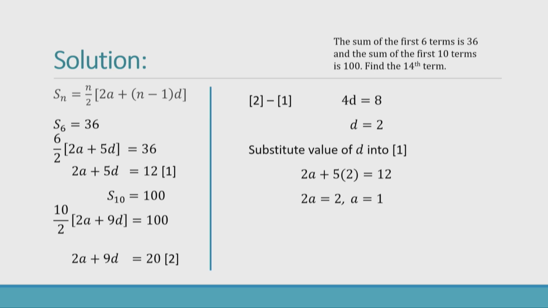So now I need to find the 14th term. So I will use the formula for Tn, and I need to find T14, which is a + 13d. Replacing a by 1 and d by 2, T14 = 27.